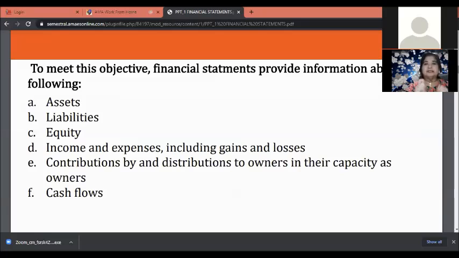If it is a profit, it will be added to the equity of the business. If it is a net loss, then that can be deducted. Their equity is reduced because of the losses incurred within the accounting period. Okay? Income and expenses, including gains and losses.